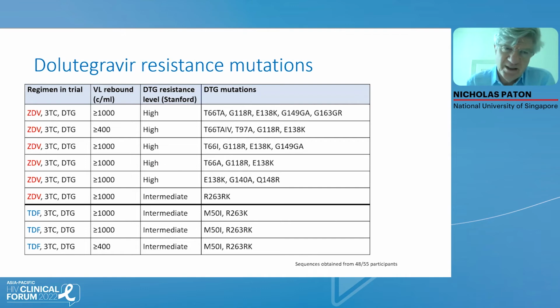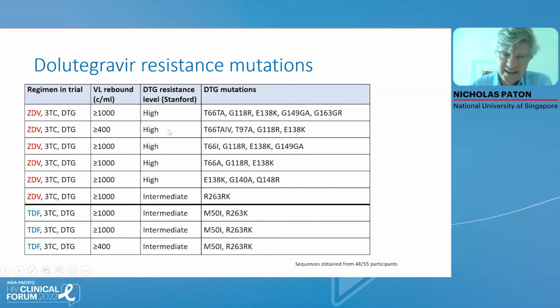Let's look at the resistance mutations, those dolutegravir resistance mutations. Earlier on, I showed you the slide with 7 people with a viral load above 1,000 copies confirmed with dolutegravir resistance. When we look back at the end of the trial, we also find a couple of other people testing at thresholds above 400 copies of viral load rebound that also had dolutegravir resistance, so 9 in total. And I've clustered them here according to whether they were on zidovudine 3TC dolutegravir or whether they were on tenofovir 3TC dolutegravir.